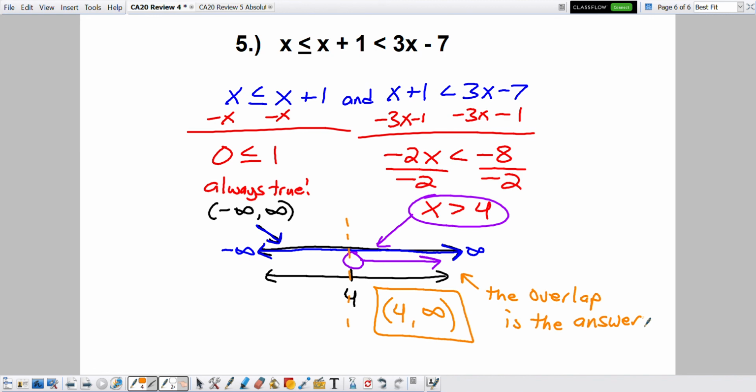So again, when you see a compound inequality, when there's more than one variable, just separate them into 2 separate inequalities, solve them both independently, and see where do the 2 solutions overlap. All right, that's it for interval notation. Hopefully this has been a good review.